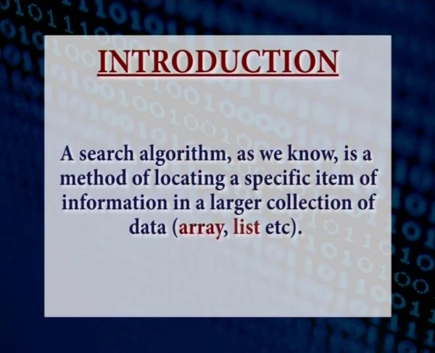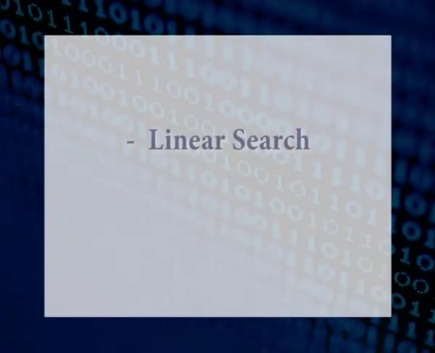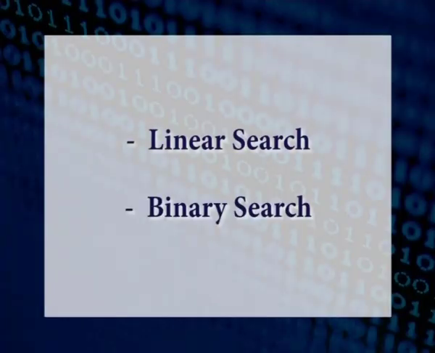A search algorithm, as we know, is a method of locating a specific item of information in a larger collection of data, which could be an array, list, etc. The algorithm returns true if the item is found and false if it is not present in the list. Today we shall discuss two algorithms for searching the contents of an array: linear search and binary search.